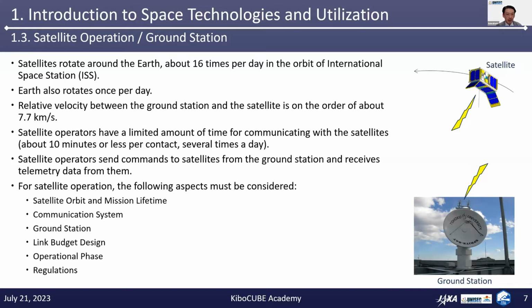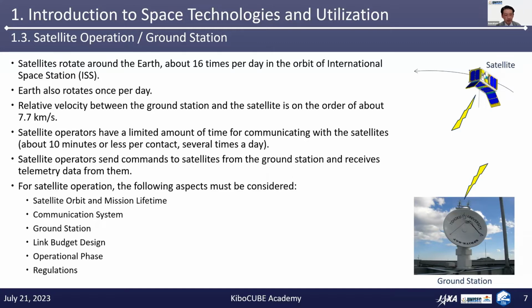As a result, the relative velocity between the ground station and the satellite is on the order of about 7.7 kilometers per second. The satellite operator has a limited amount of time for communicating with the satellite, which is about 10 minutes or less per contact, and you have several contacts a day. This also depends on the geographical position of your ground station. The satellite operator sends commands to satellites from the ground station and receives telemetry data from them, in most cases via radio frequency communication.